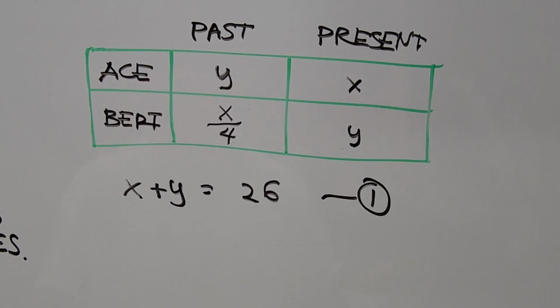We need two equations to solve for these two variables, x and y. So far we have one equation, so we need one more equation. Where are we going to get that second equation, do you think? Well, we analyze the data in the chart regarding the past and present comparison of their ages. We take a look.